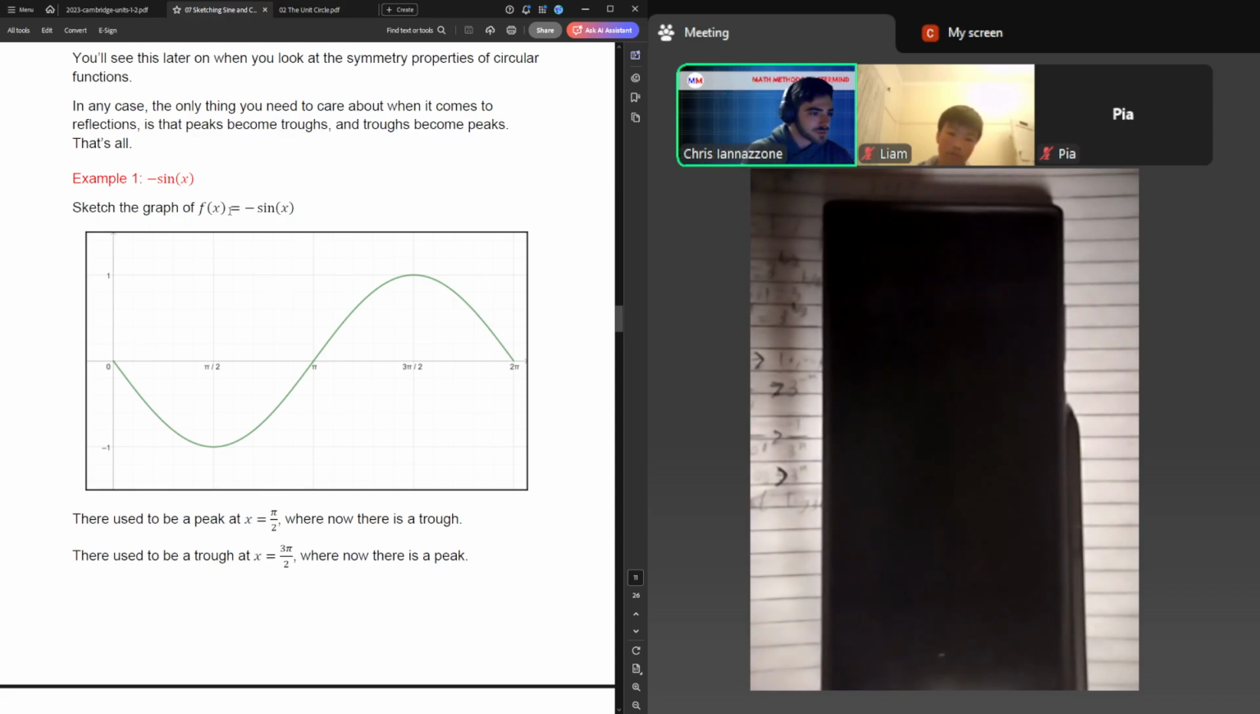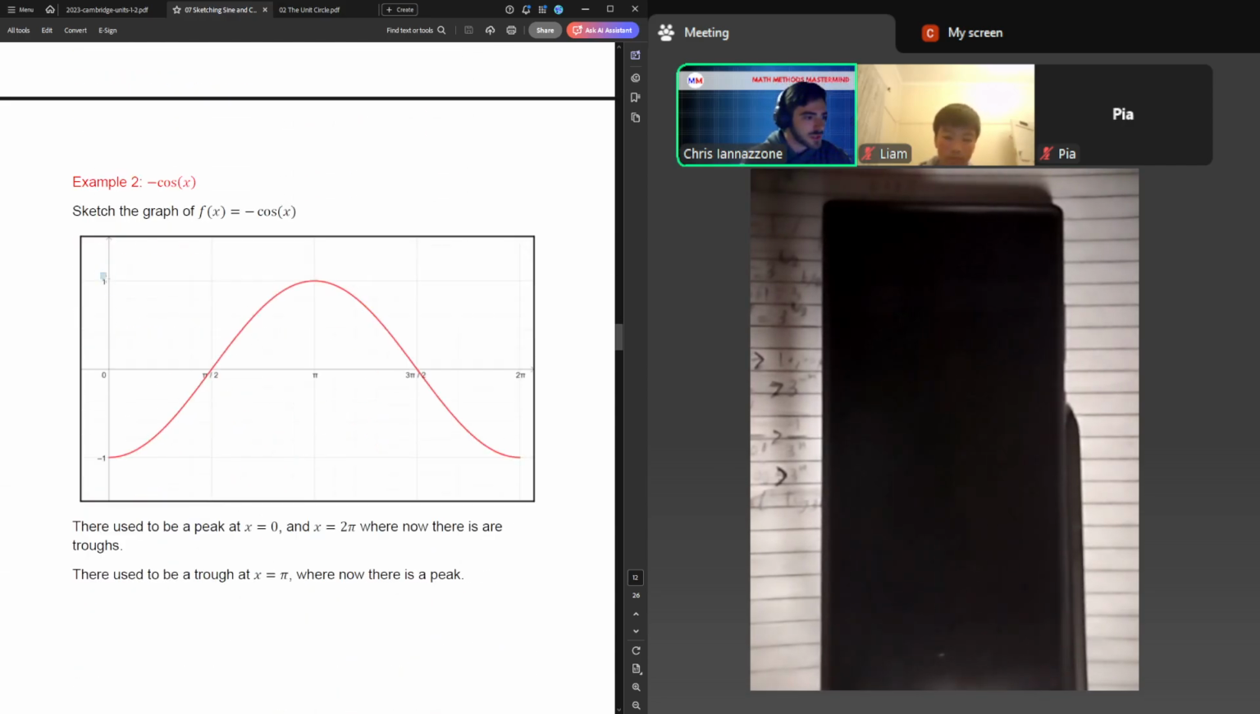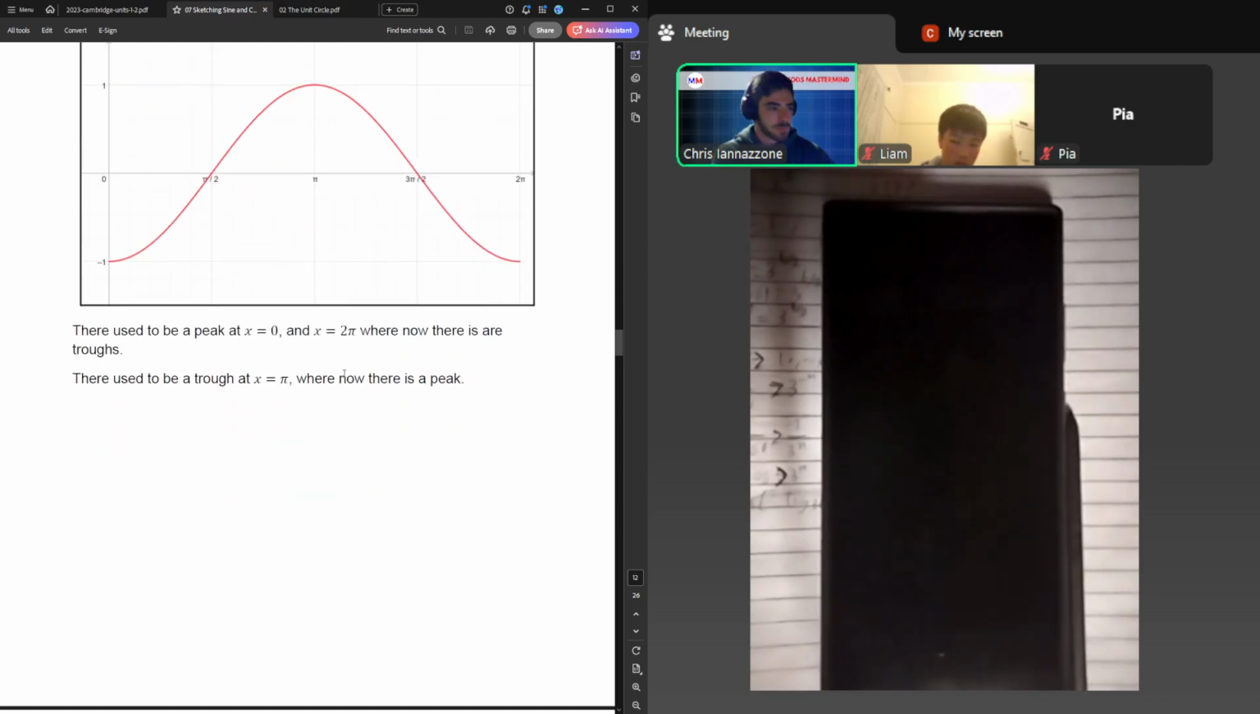Which is why, because we look at sine, it would normally go to a peak on its next step. Because it's now a negative sine, it's now going to go down to a trough instead. Same thing with cosine. Cosine normally starts at a peak, now it's going to start at a trough, and then continue the pattern from there instead.